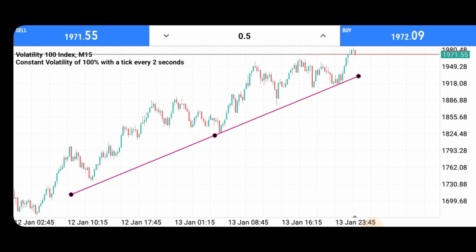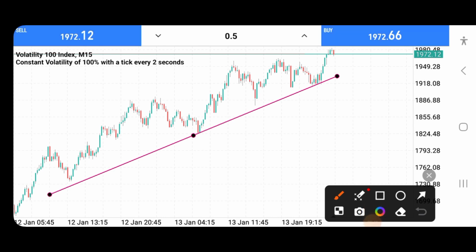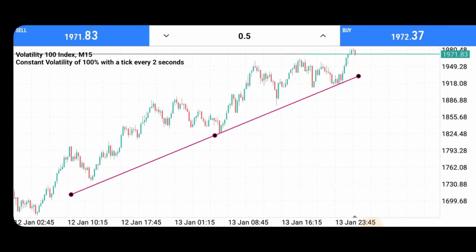In the trending market, what we must pay more focus on is that we always break a structure. We always have the higher highs. That's where we pay our focus. On the market structure we pay more attention to the higher highs and higher lows.